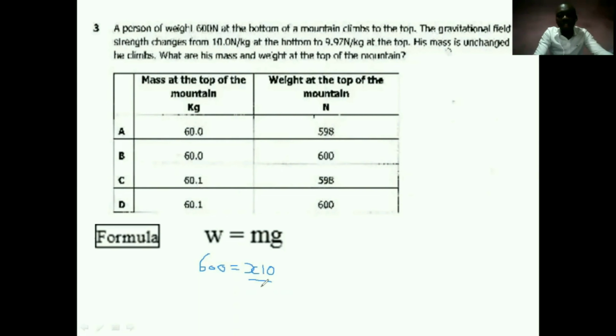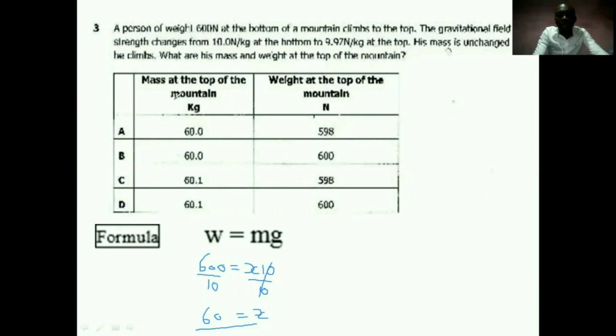So we can use this information to solve for the mass. We simply divide by 10 to make X the subject of the formula, and on the other side, we also divide by 10. So X, which is our mass, is equal to 60, because when you divide 600 by 10, it gives us 60. That simply means C and D are disqualified. It is not 60.1, it is 60. So our possible answers are either A or B.